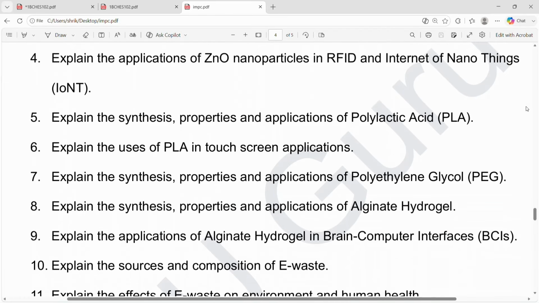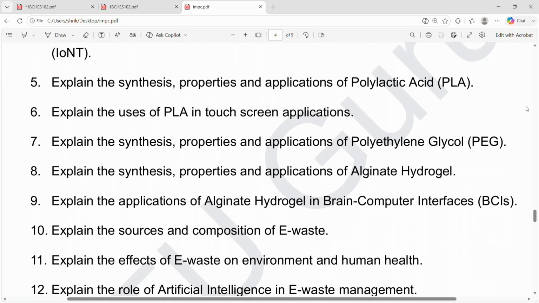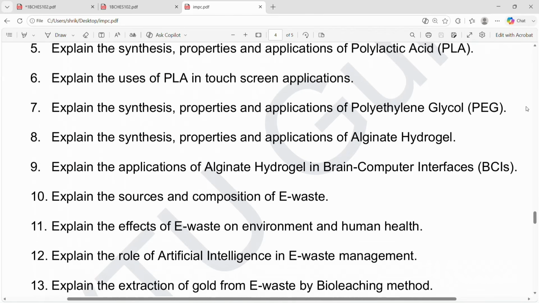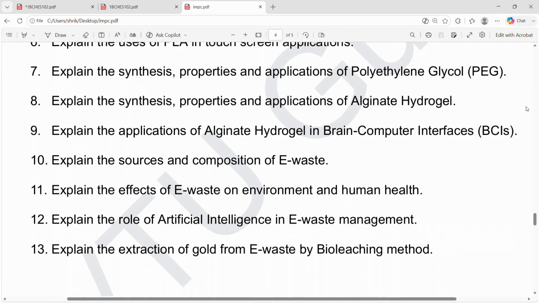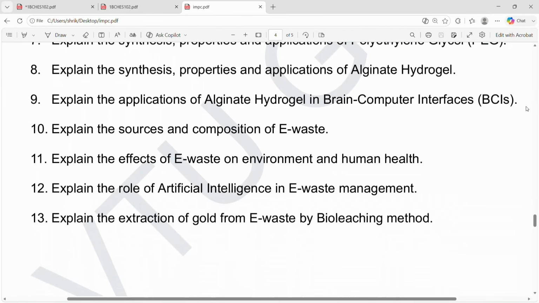Explain the applications of alginate hydrogel in brain-computer interfaces. Explain the sources and composition of e-waste. Explain the effects of e-waste on environment and human health. Explain the role of artificial intelligence in e-waste management. Explain the extraction of gold from e-waste by bio-leaching method.